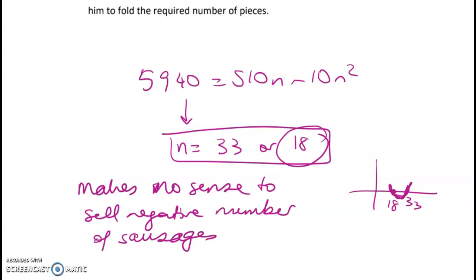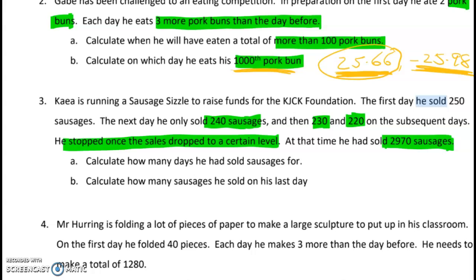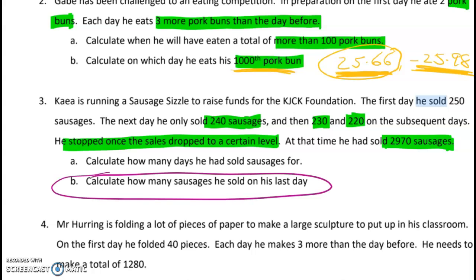It makes no sense to sell that, and I would draw a graph like that, right? So just a really quick sketch. So we're going to assume that n is equal to 18. And then the last question is asking us how many sausages did he sell on his last day. So finally we get to use that other formula, which is the term number, a plus n minus 1 d. So on that last day, he sold 250 minus 17 times 10, which meant he sold 80 sausages.